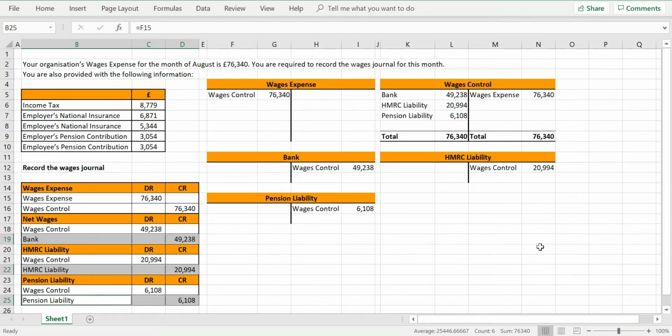There's the journals finished. So it was just a way of demonstrating how we can use that information in the question and use the wages control and make sure we have the understanding to stick those into those journals and make this question so much easier by just taking advantage of what it gives you in the question. That brings us to the end of the payroll journals.